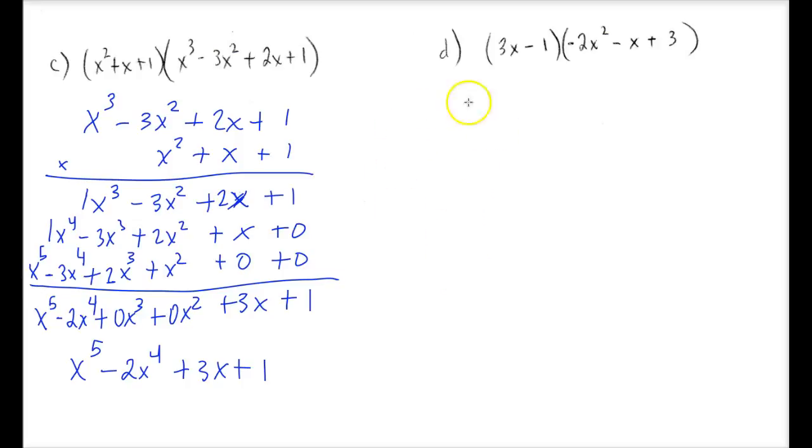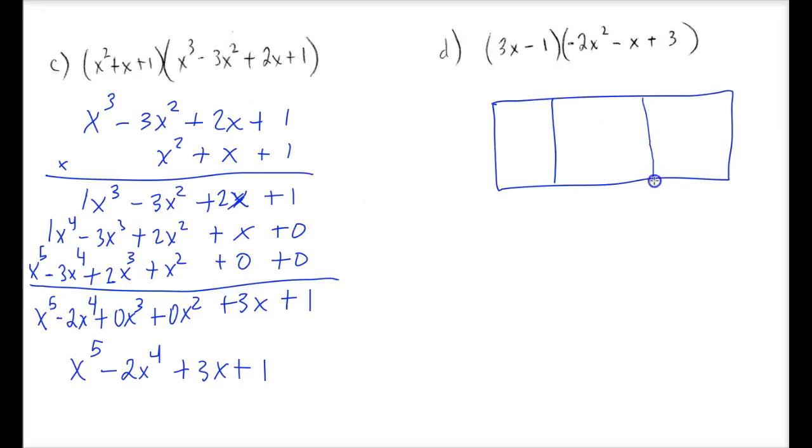All right, and so for our last example, I am going to do the box method for this one. And so here I'm going to make a box that will be a 2 by 3. So let's make it like this. And so now this will be 3x minus 1. This will be a negative 2x squared minus x plus 3.